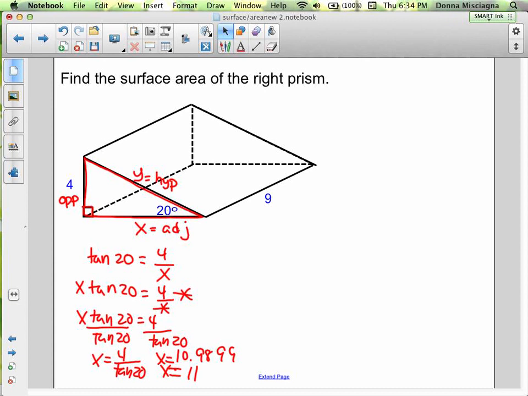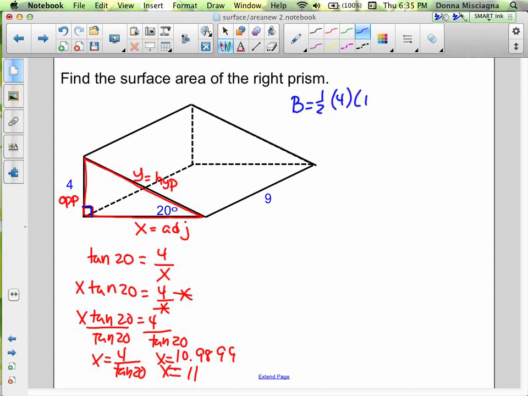And so now we can find the area of the base, because the area of the base is determined by these 2 perpendicular measurements, the legs of the right triangle. You always use perpendicular values to find your area of anything at all. So the base area is going to be equal to 1/2 times 4 times 11. Half of 4 is 2, and 2 times 11 is 22, inches squared. All right, so that gives us the base area.